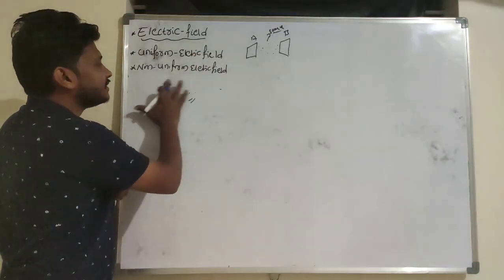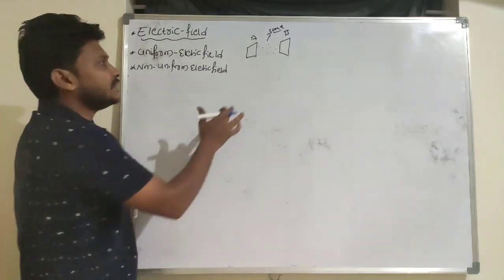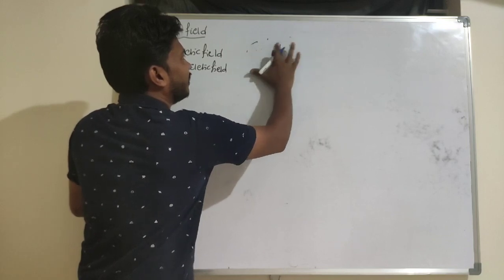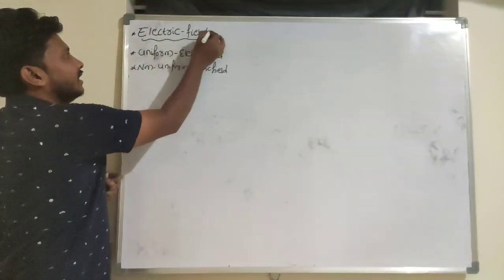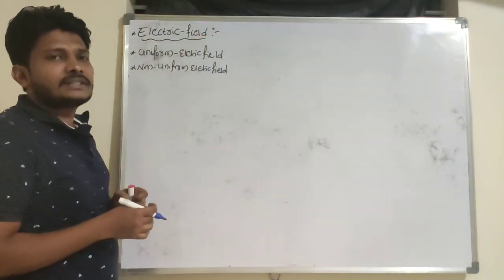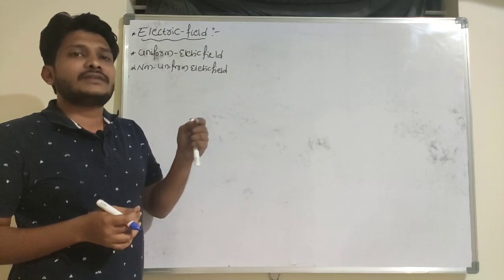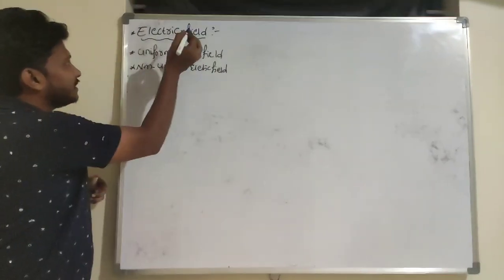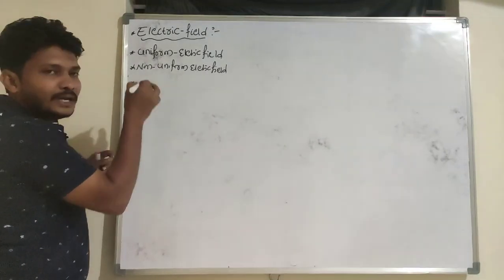The electric field is the region which influences. So what is the electric field? The electric field is nothing but the region around the point charge within which influence can be experienced. To understand the electric field, first I will understand some basic points.